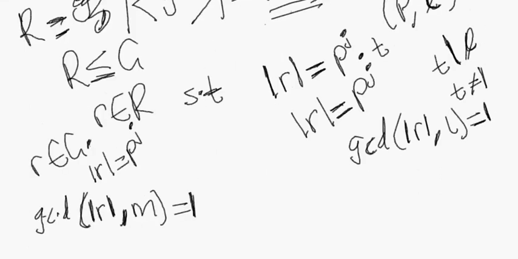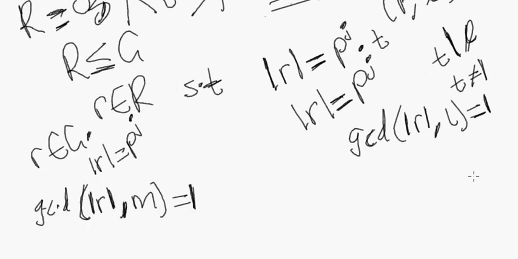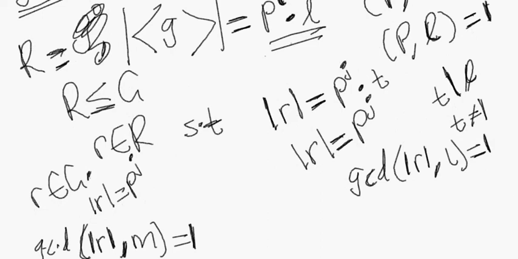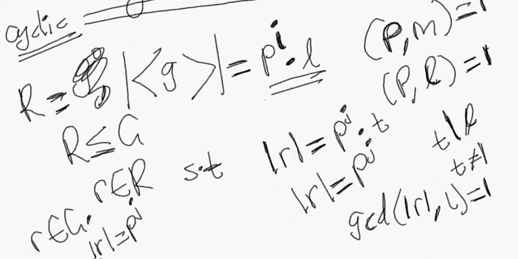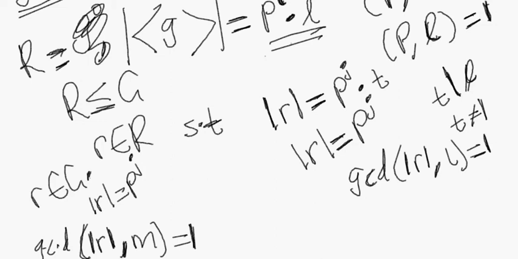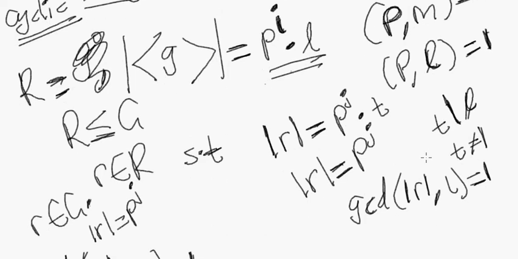Doesn't that mean that the order of r and L have nothing in common, right? Doesn't that mean that the order of r necessarily has to be P to the J? But if the order of r is P to the J, doesn't that tell us that, look, we've actually found some element in the group whose order is P to the J and has nothing to do with M, right?